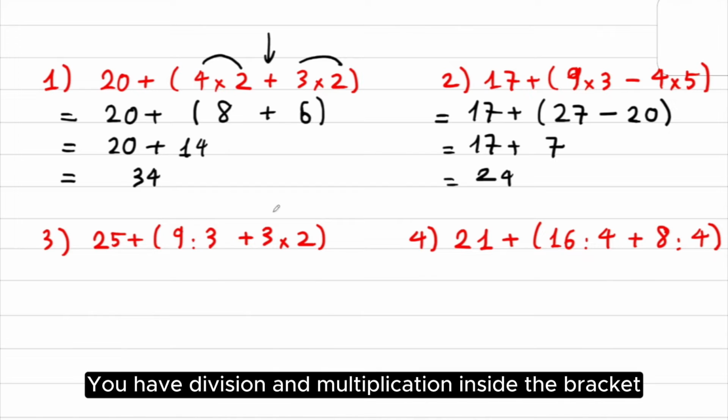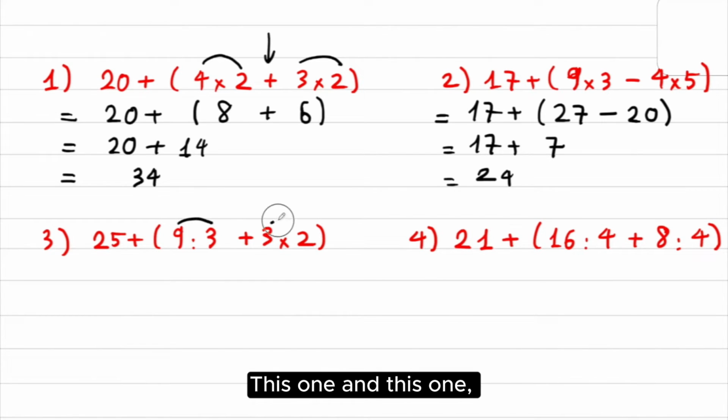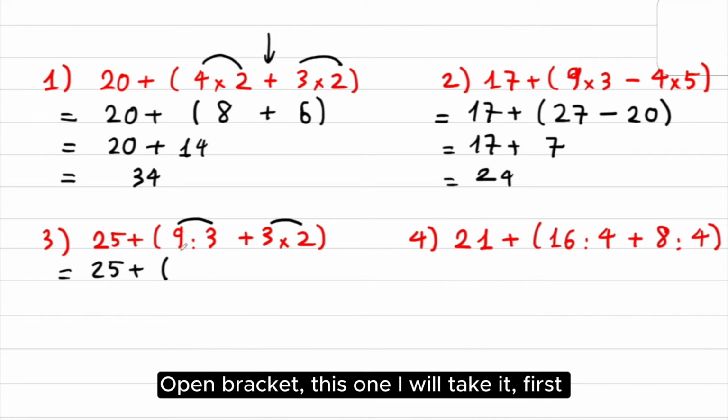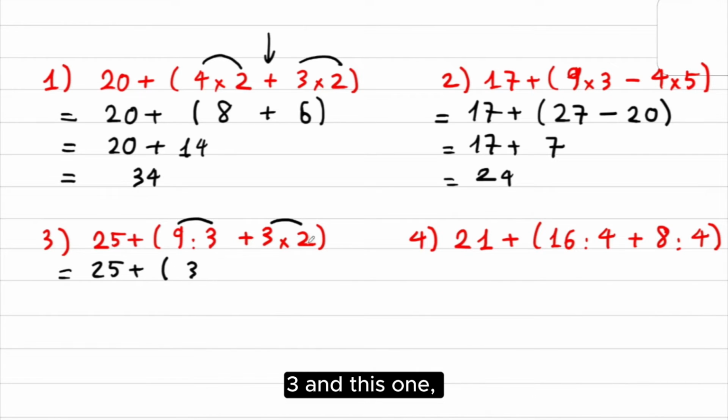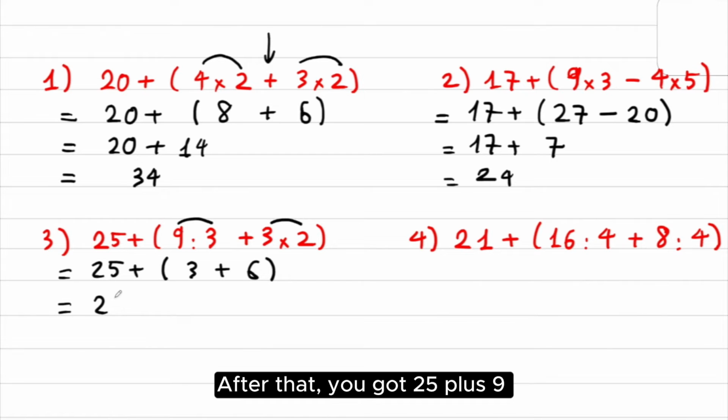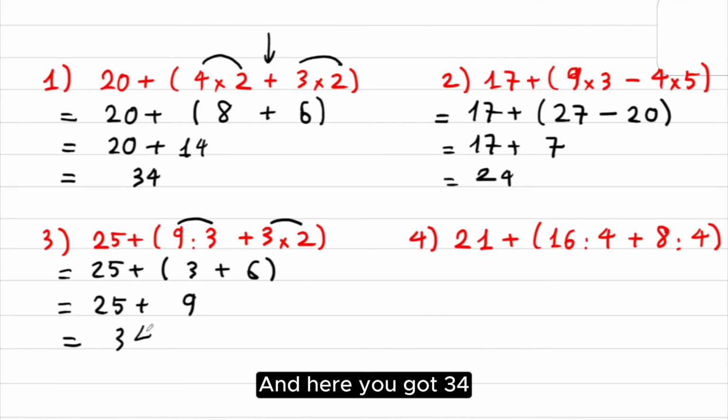Question 3. You have division and multiplication inside the bracket, this one and this one, and they are combined by addition. Okay. 25, I repeat, open bracket. This one I will take first, 3. And this one I will take second, 6. And they combine with add, close bracket. After that, you get 25 plus 9 equals 34.